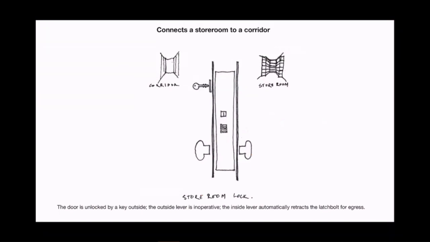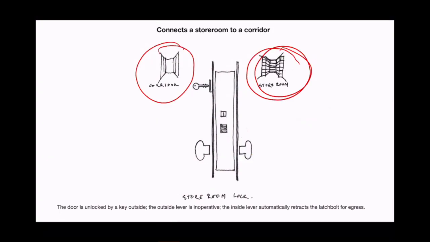Our next question was, what kind of hardware do we need to connect a storeroom to a corridor? This one's pretty interesting. The corridor again is on the left and the storeroom is on the right. And so what we're going to do is make this outside lever, the one on the corridor, inoperative, because generally we don't have to go in and out of a storeroom all the time. So we certainly don't need it to be operable. It's either going to be unlocked and you're going to take a bunch of stuff out of the storeroom or put some stuff in the storeroom, or it's going to be locked. There's never a situation really where we want the storeroom to be easily accessible.